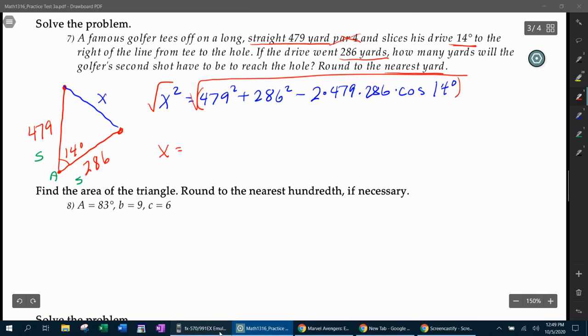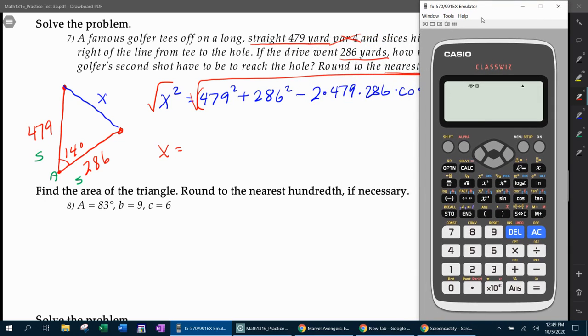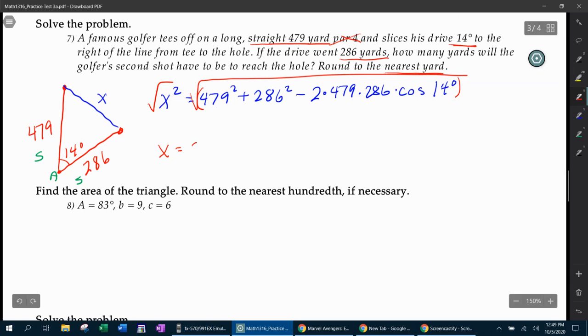And luckily for us, our calculator, or at least if you have my calculator, can handle that calculation all at one time. So we can do the square root of 479 squared plus 286 squared minus 2 times 479 times 286 times cosine of the angle between. And if I hit equals, that's actually going to give me the final answer because it's been square rooted. And it does say to round to the nearest yard. That's 213 yards.